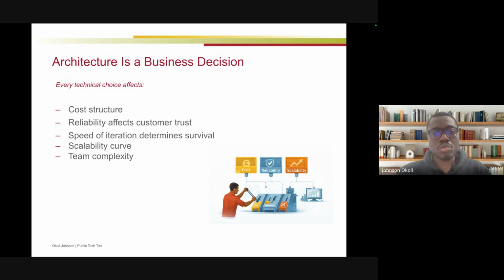And also you want to ensure that the team complexity is not much, where they're able to undo tasks, and also make use of the business logic easily without having so much inconsistency in maintaining them.